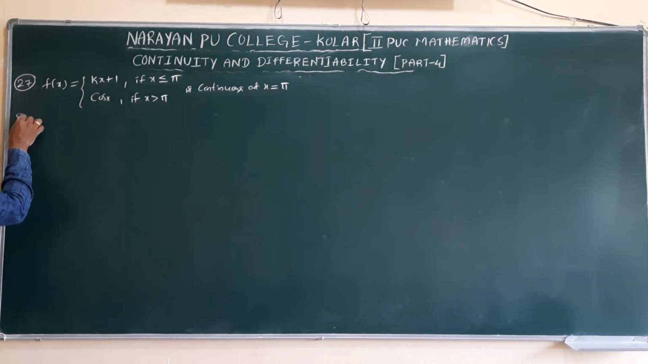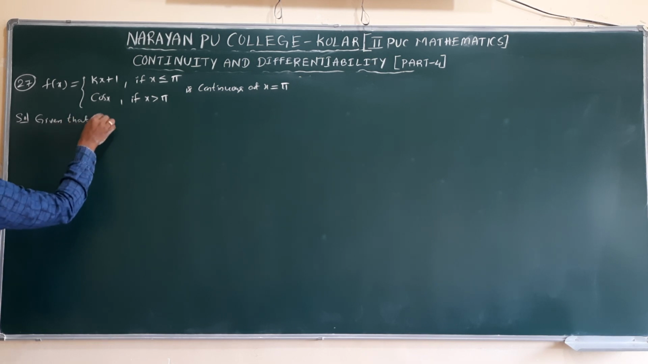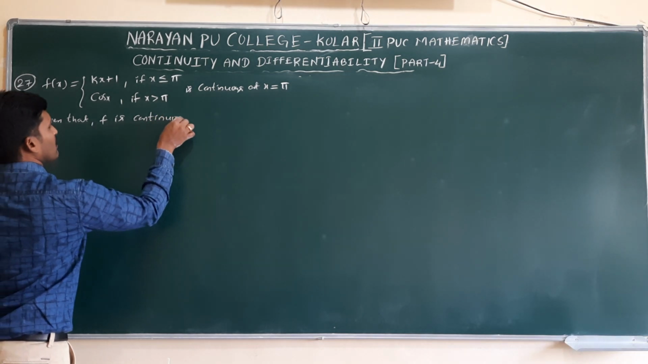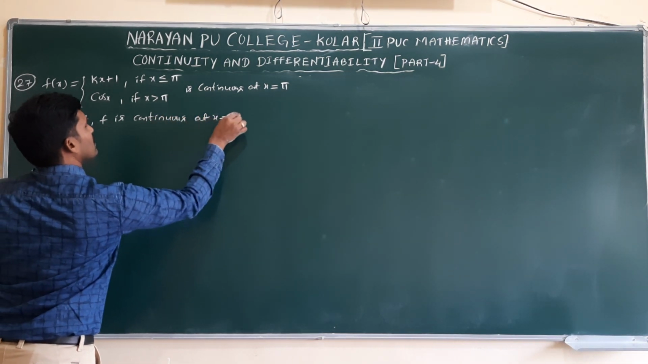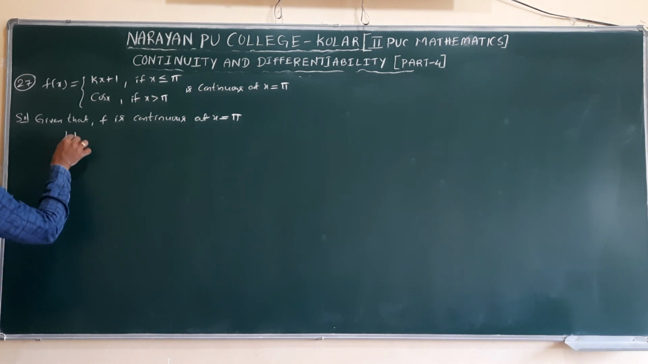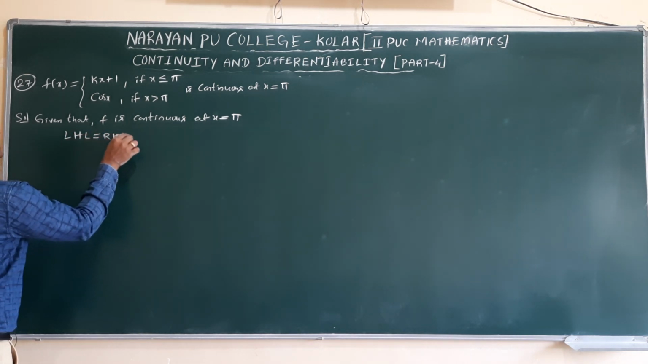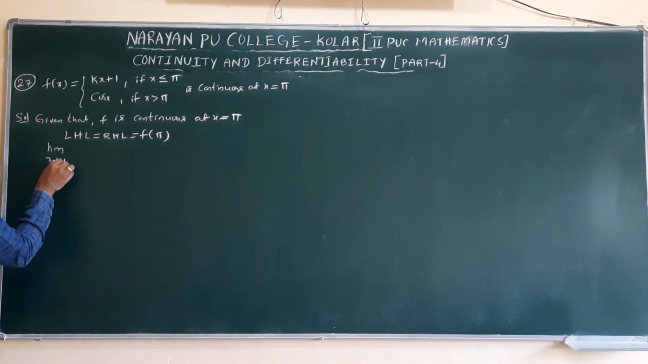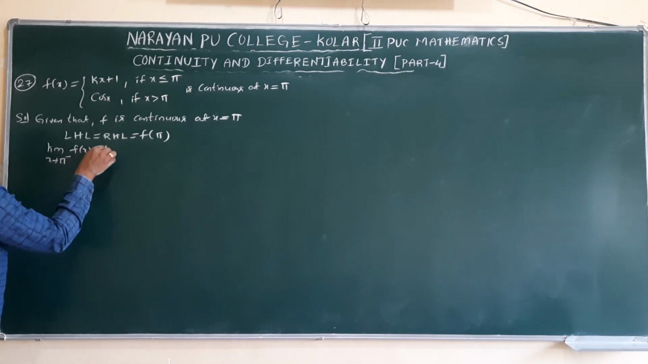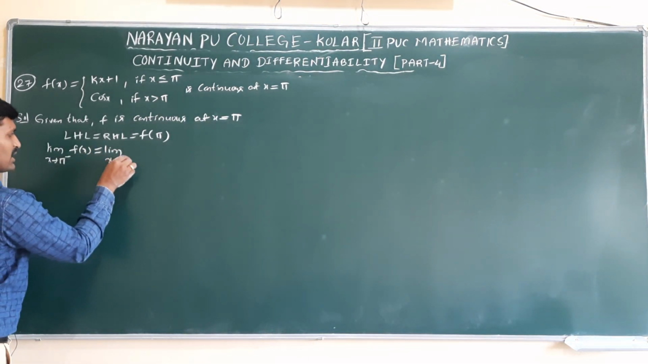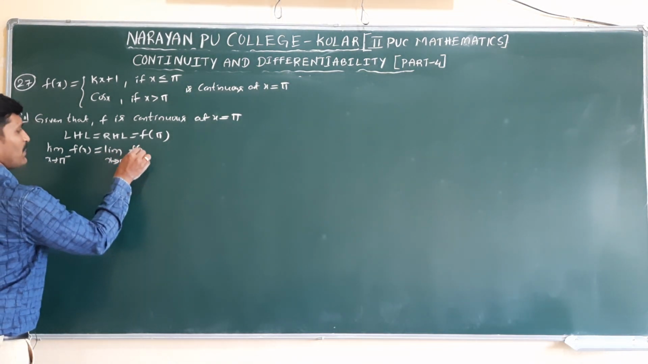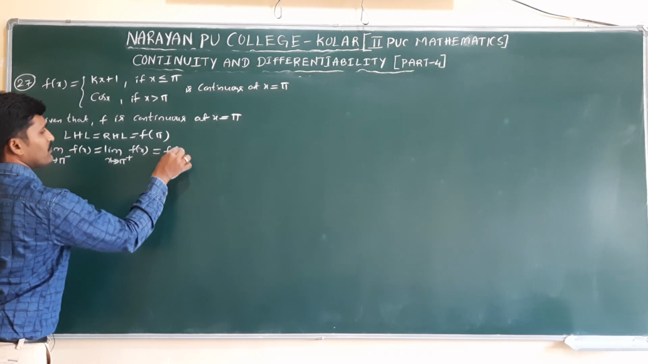Here also the same model. Given that f is continuous at x equal to pi, that means LHL equals RHL equals f of pi. LHL means limit x tends to pi minus f of x. This statement is compulsory, we need to write it first, then only we can substitute the f of x value. Then limit x tends to pi plus f of x, f of pi.